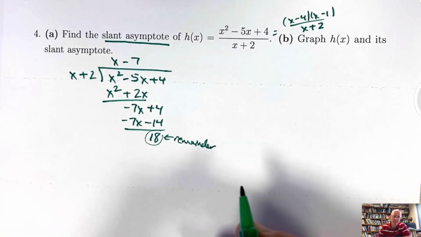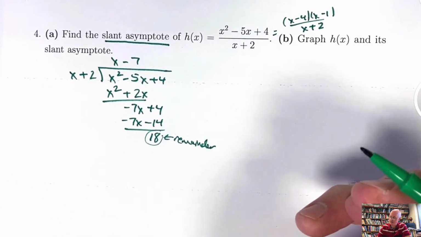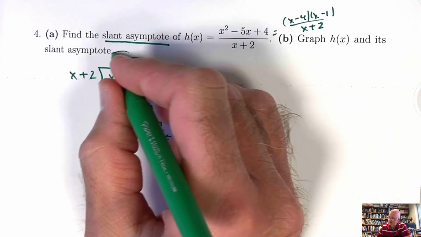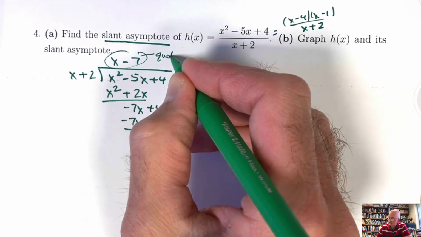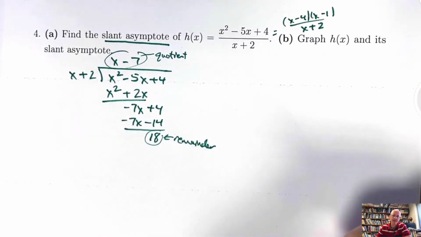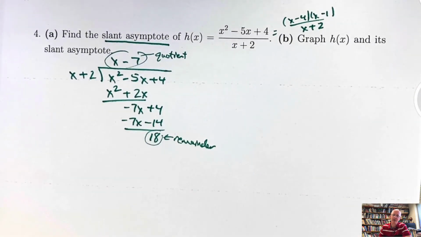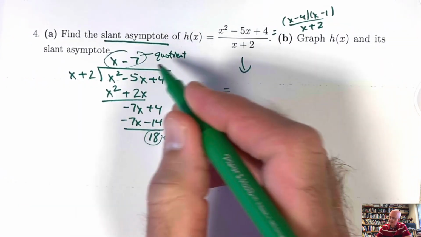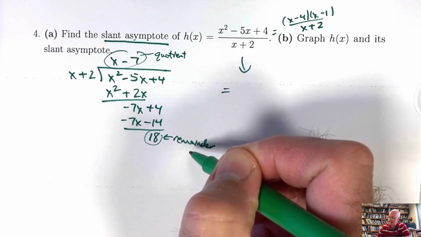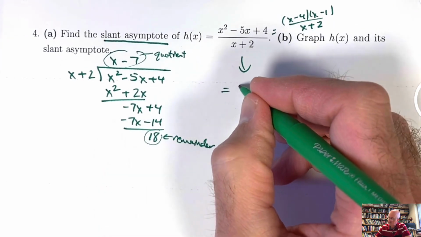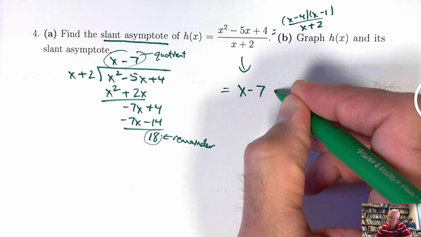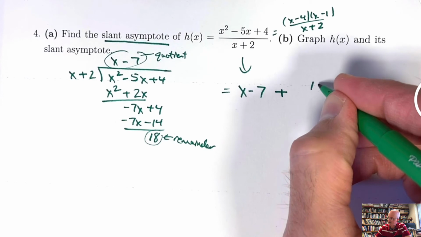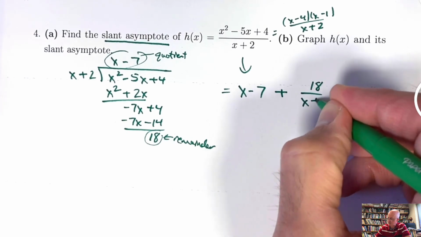It's not 0. Emphasizing again that x plus 2 is not a factor of the numerator. Negative 2 is not a root of the numerator. And this thing up here is the quotient. And it turns out that the quotient in this kind of setting is the slant asymptote. Why? Let's explain why. The fact that we got this as the quotient and this is the remainder means that we can write this rational function as the quotient, x minus 7, plus the remainder over the original thing we were dividing by, 18 over x plus 2.